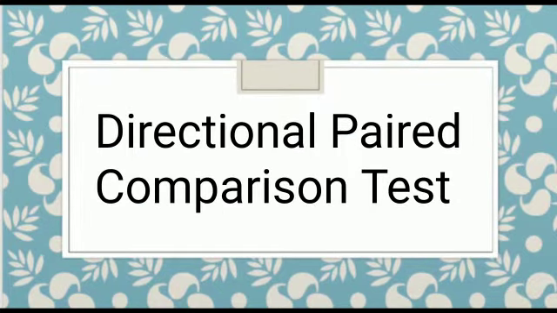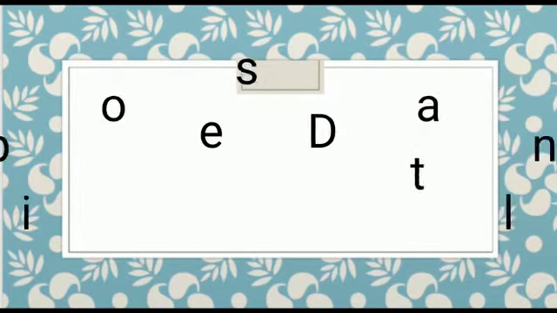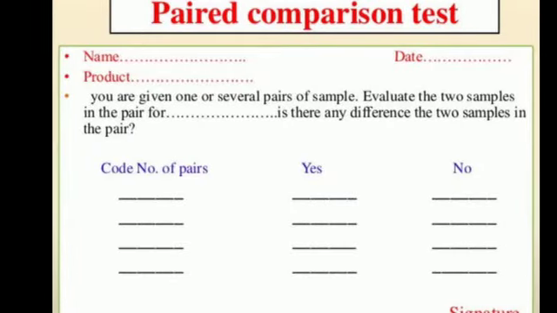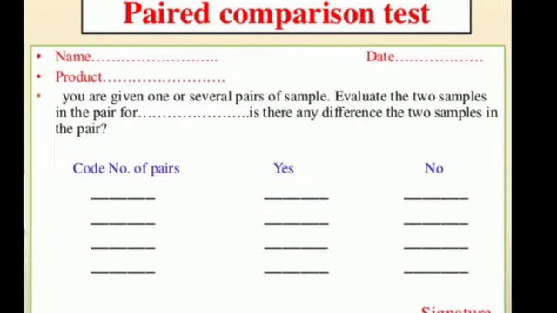Then comes the directional paired comparison test. In this, two samples will be placed and a specific parameter like sweet, spice, salt, sour will be tested, like which has more intensity in it, and the test results will be recorded in the given report.